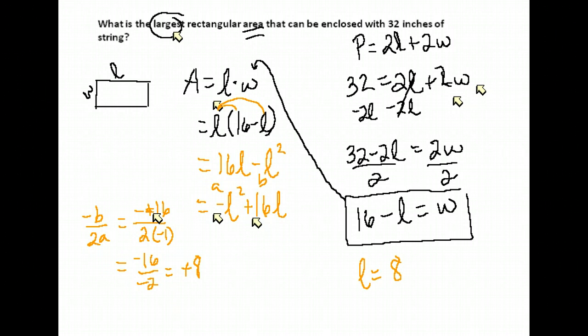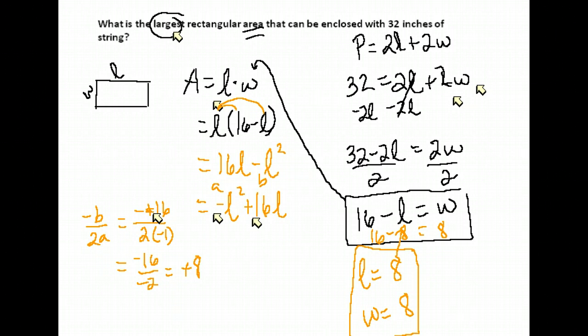I need to go back and find my width. So I use the formula I had for width that I substituted in, and I get that the width is 16 minus the length. I know that my length is 8. So my width is 16 minus 8, which gives me 8. And this happens every single time. The maximum area you can get from a rectangle is if it's a square. If you have a specific distance around it, the largest area is going to come if you have a square. My length is 8, my width is 8.